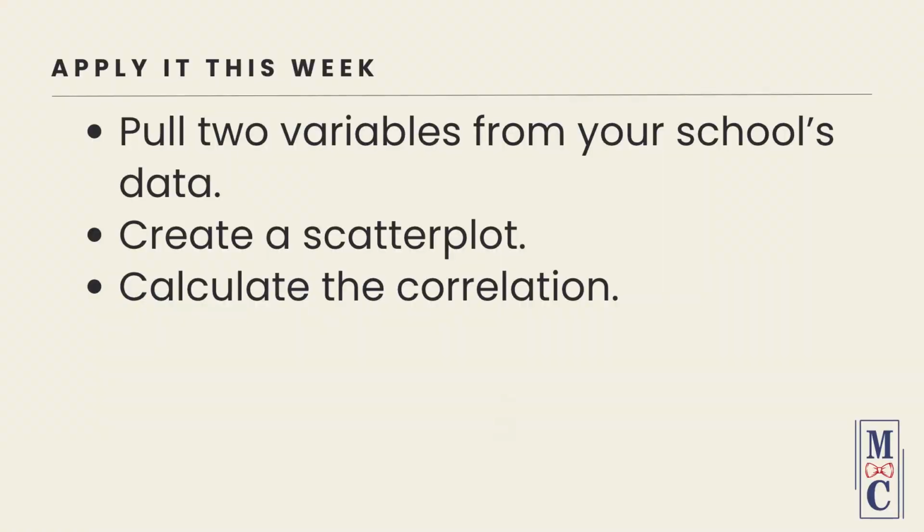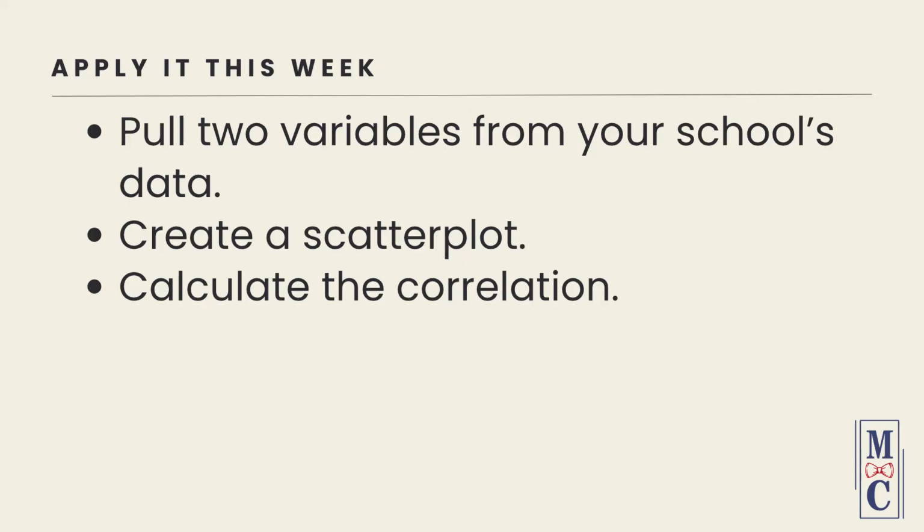It's time for you to put this into practice. Tomorrow, pull 2 variables from your own school data. Those might be attendance and achievement, behavior referrals and grades, intervention participation and growth scores. Just like we did here, create a scatter plot, then calculate the correlation. Then ask yourself, what patterns deserve deeper investigation?